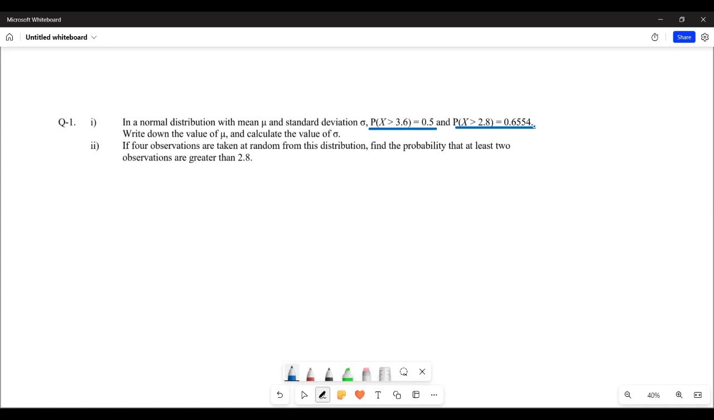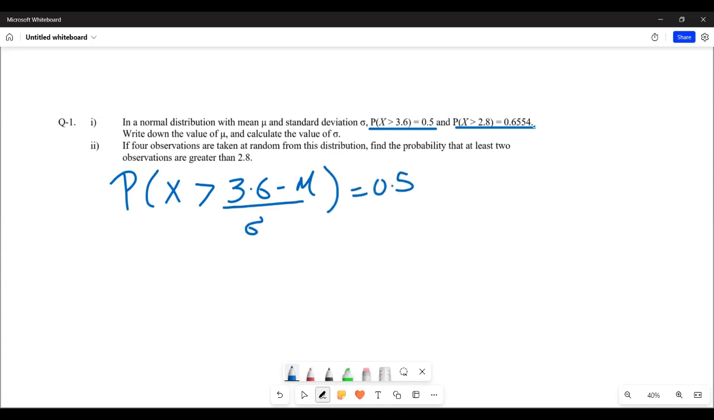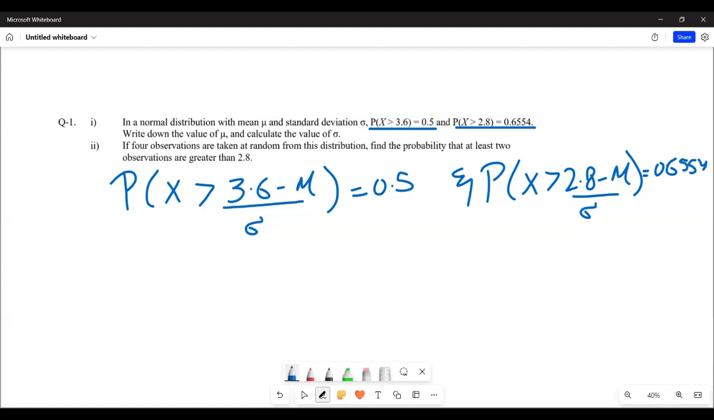Okay, so we know that when the mean is not 0 and the standard deviation is not 1, we must make an adjustment to the formula so that it becomes 0 and 1 respectively. So what we'll do is probability x is greater than (3.6 minus mu) upon sigma equals 0.5, and probability x is greater than (2.8 minus mu) upon sigma equals 0.6554.